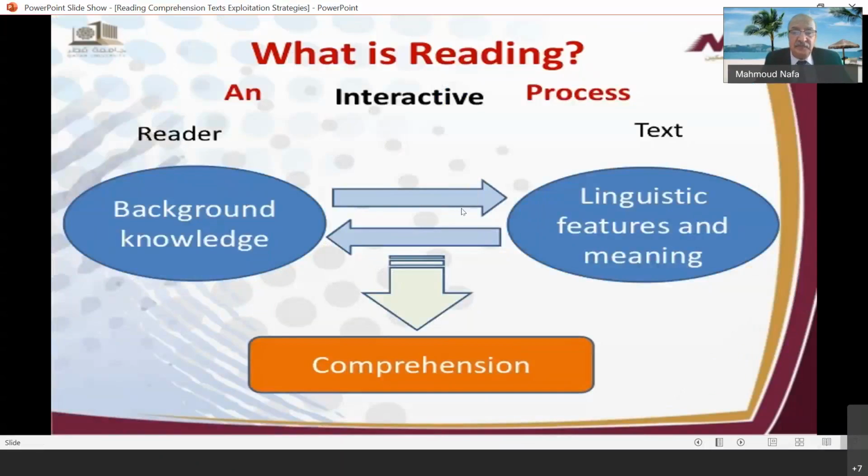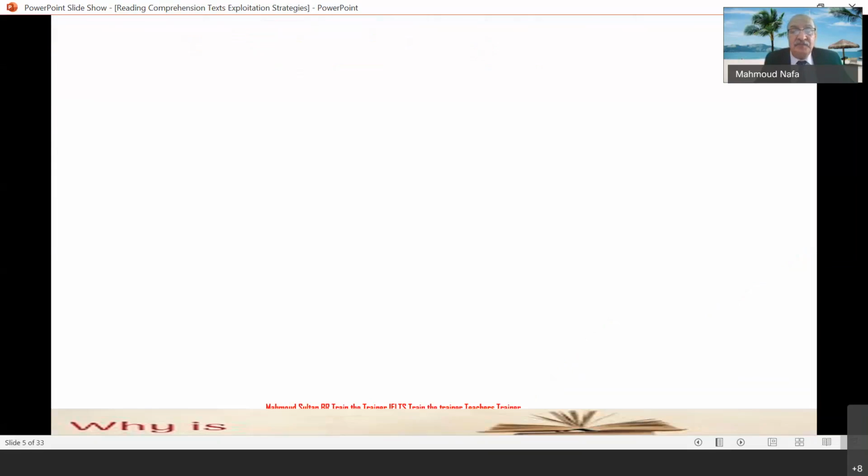So this is reading. In a nutshell, the reading process is an interactive operation between background knowledge and linguistic features, the sentences, the words, etc. So this is an interactive process between the background knowledge, or the schemata, and the linguistic features in order to get comprehension. But how can we have comprehension?